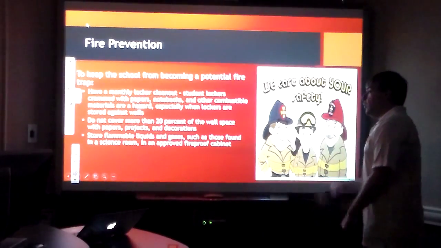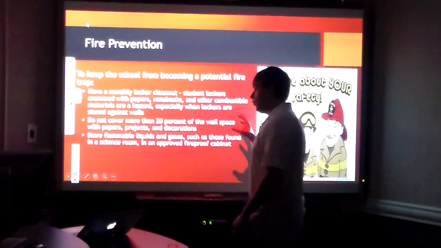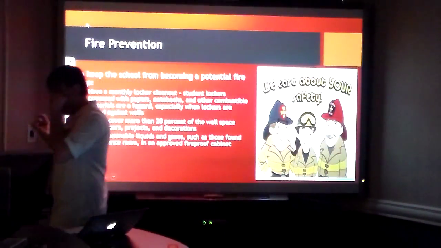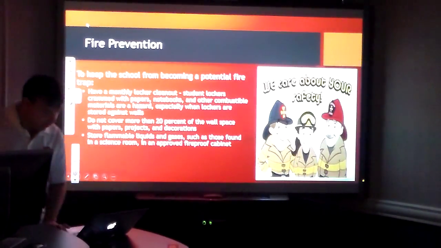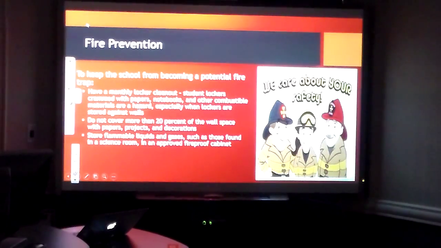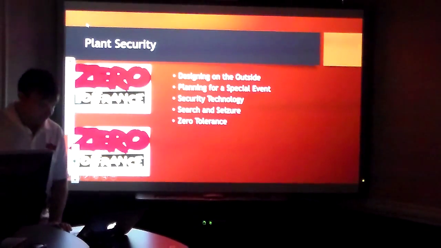Even though we love to cover our walls, be careful that not all the walls are covered with materials, because if the building catches on fire, it's going to increase your flammability. Anything that's liquid or gas that can be caught on fire, more in a science classroom than anything else, one of the things that you want to do is make sure that that's stored in an approved location.